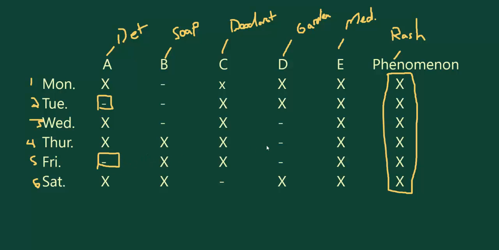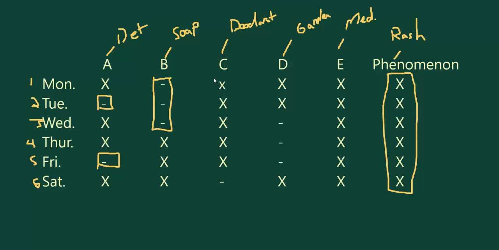Well, on Tuesday and on Friday, we had the rash, but we weren't wearing clothes that we used our particular deodorant on. So that can't be it. Monday, Tuesday, and Wednesday, we failed to take a shower, I guess. So we didn't bathe, we didn't use our soap. So B was absent even though we had the phenomenon. So it can't be a requirement to have the phenomenon.